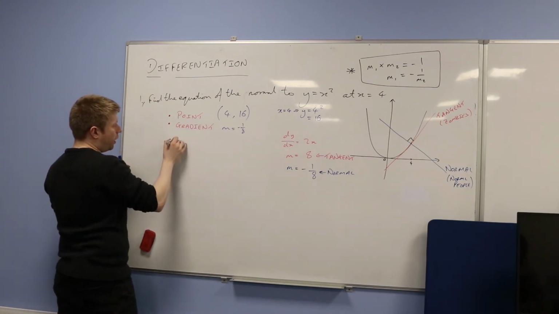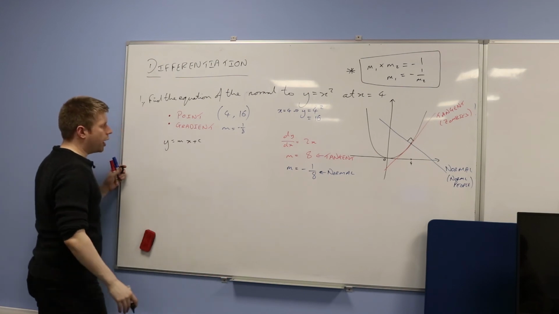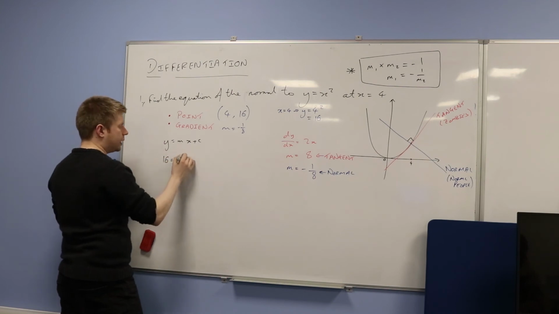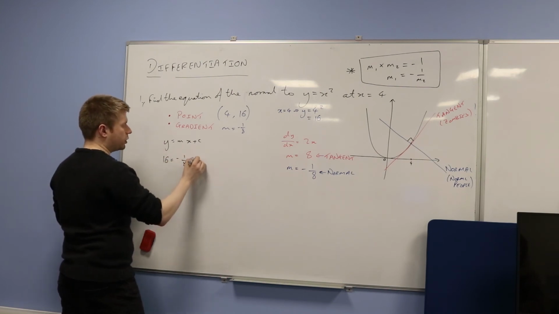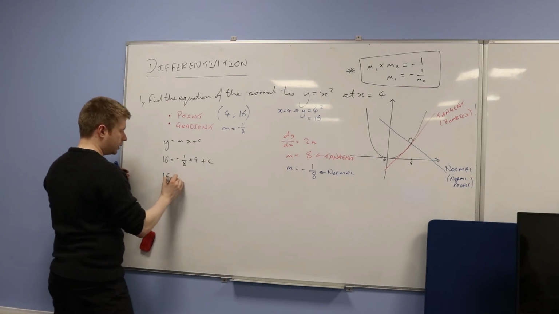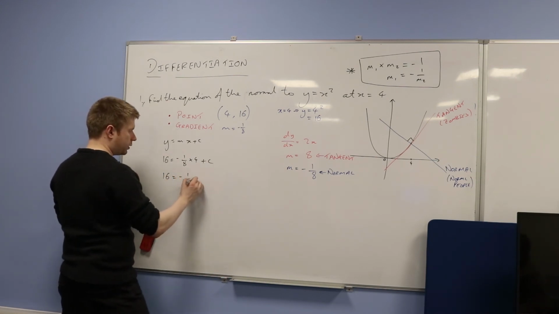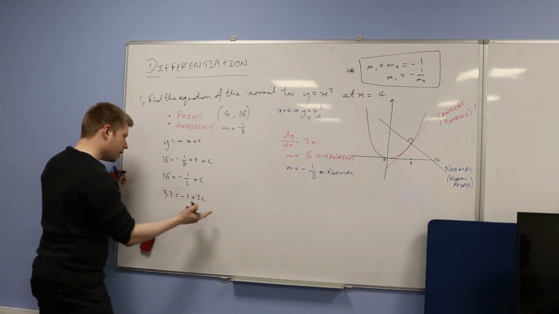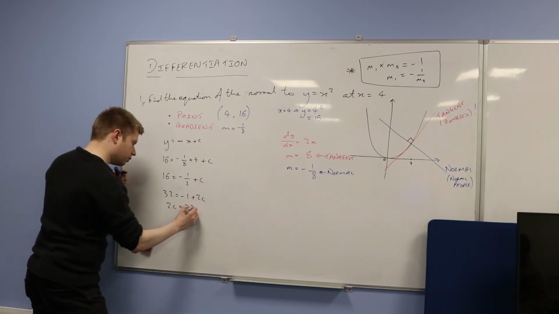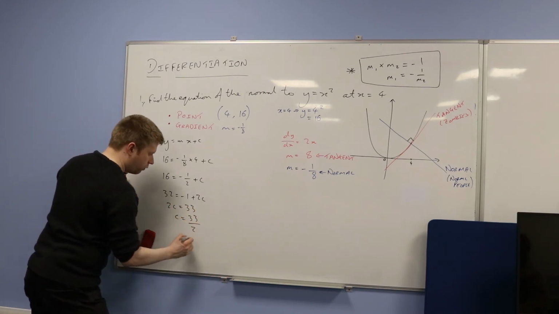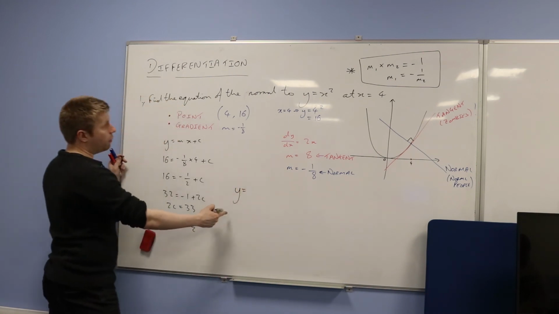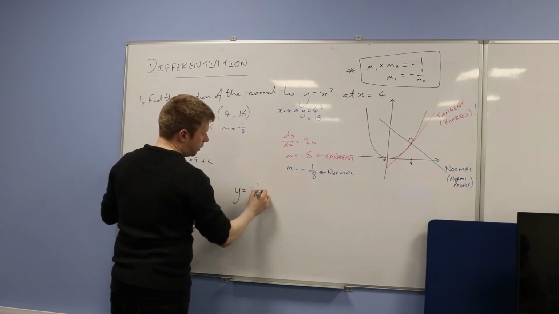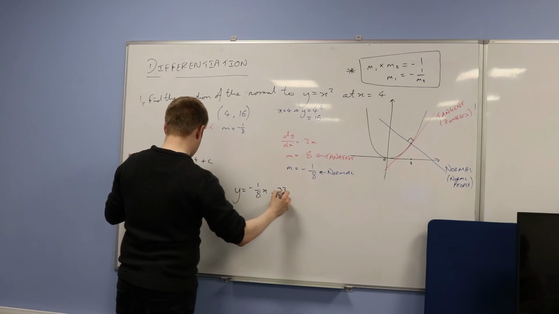Very quickly, y equals mx plus c. Let's stick in my gradient and my y and x value. So my y is 16, my gradient is negative 1/8, times my x value, which is 4, plus c. Let's do a bit of tidying up. So I get 16 equals negative 1/2 plus c. Multiply both sides by 2, so I get 32 equals negative 1 plus 2c. If I fiddle around with that, I get 2c equals 33, which means that c must be equal to 33 over 2, which means that the equation of the normal to this curve at x equals 4 is going to be y equals negative 1/8 times x plus 33 over 2.